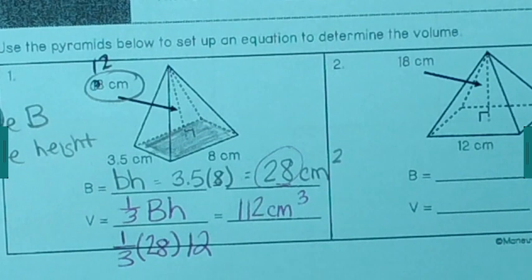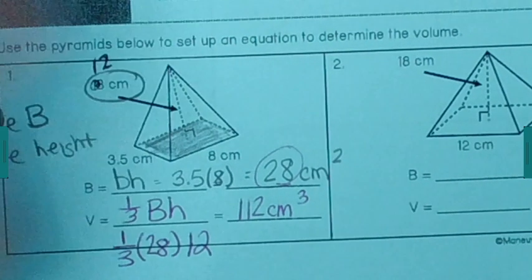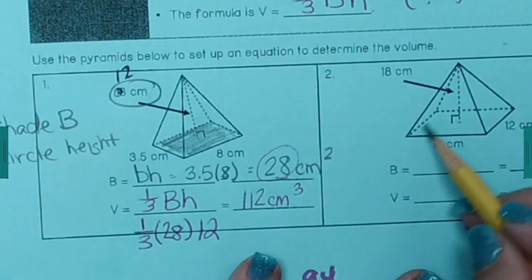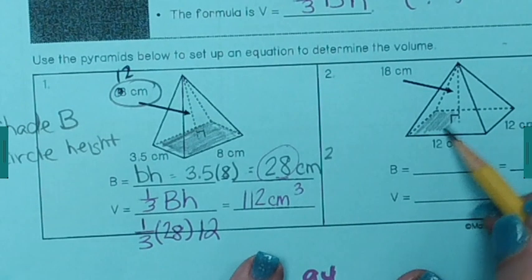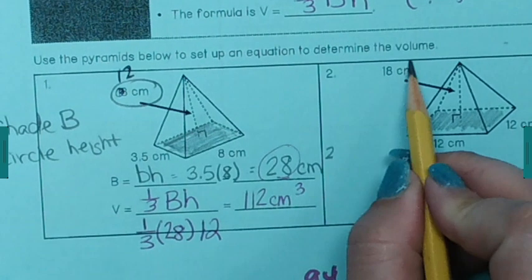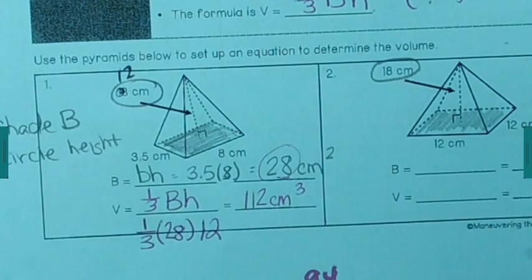Next one. First thing is to shade your base. What shape am I shading? A rectangle. Okay, it looks like a rectangle. But what do you notice about those numbers? It's the same. So what type of rectangle is it?